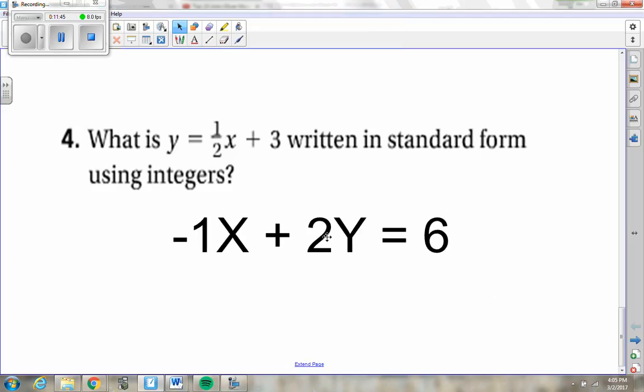What we end up with is this: negative 1x plus 2y is equal to 6.